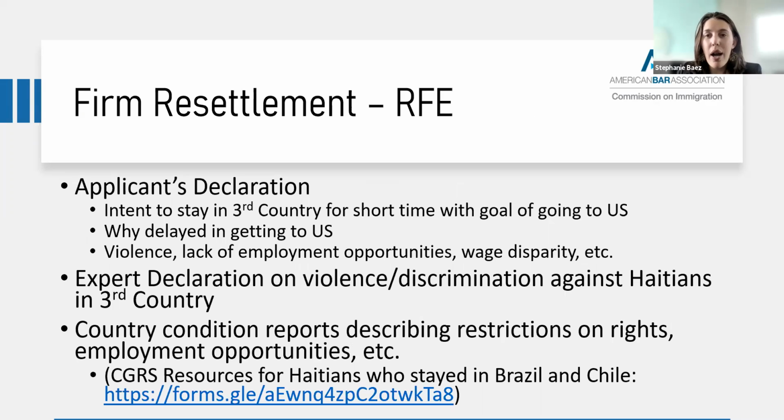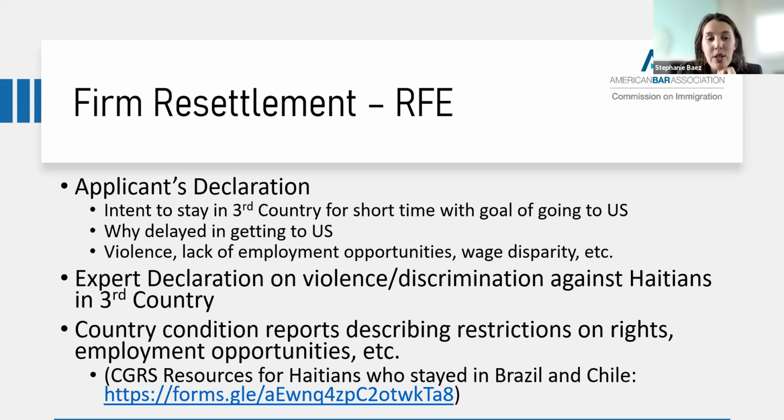And when you're submitting your response to the request for evidence, you can include a declaration from the applicant indicating that it was only their intent to stay in the third country for a short period of time, why they were delayed in getting to the United States, and whether they experienced violence, lack of employment opportunities, wage disparity, other sorts of inability to be firmly resettled in that country. You can also consider including an expert declaration that describes the violence and discrimination against Haitians, if your clients are Haitian or whatever nationality they're from, in that third country. And also submit country condition reports that describe the restrictions on rights that clients from your country face in whatever third country they were in.